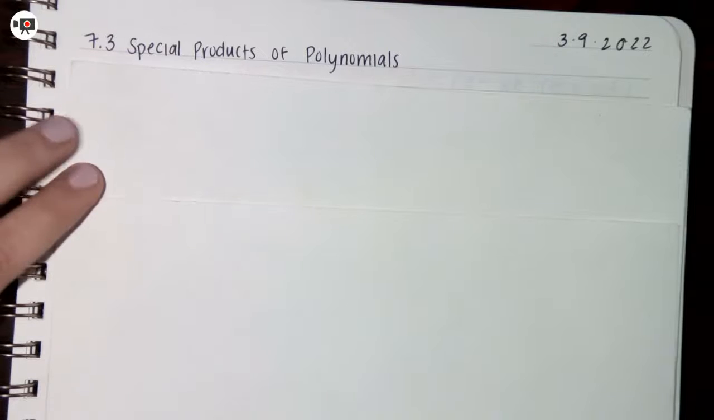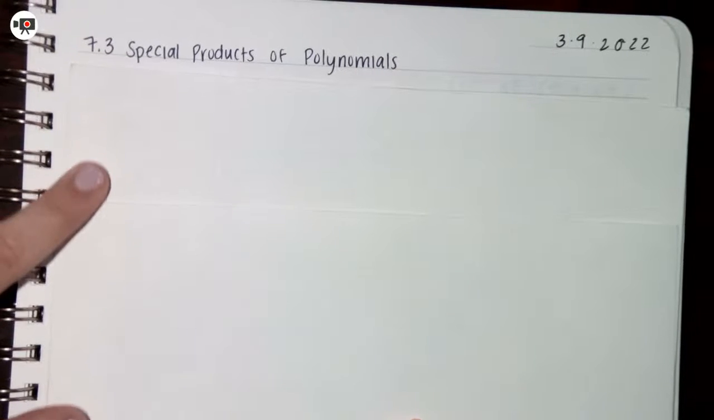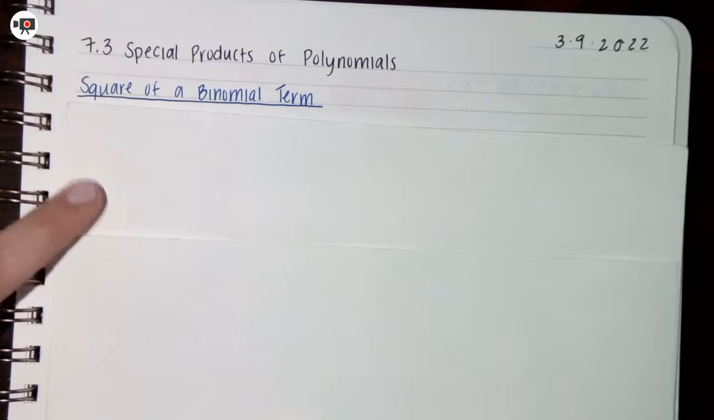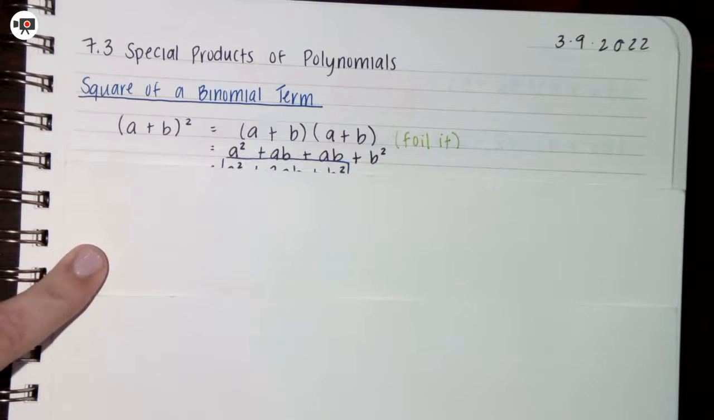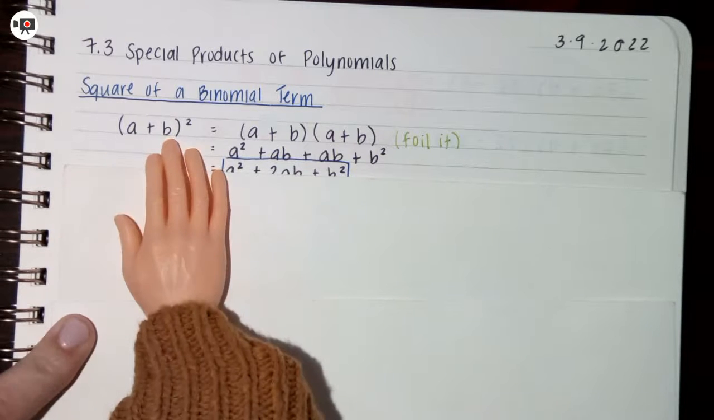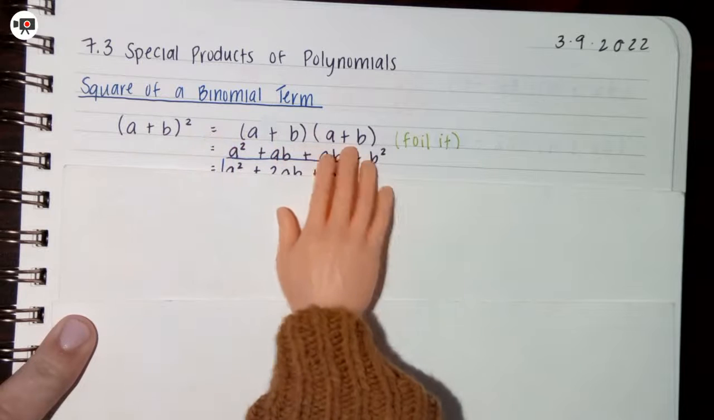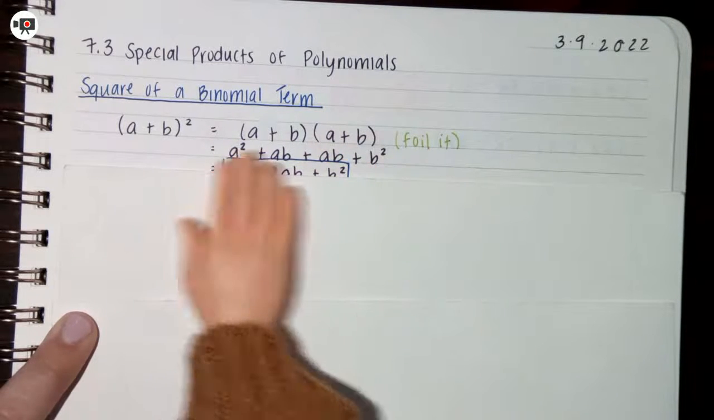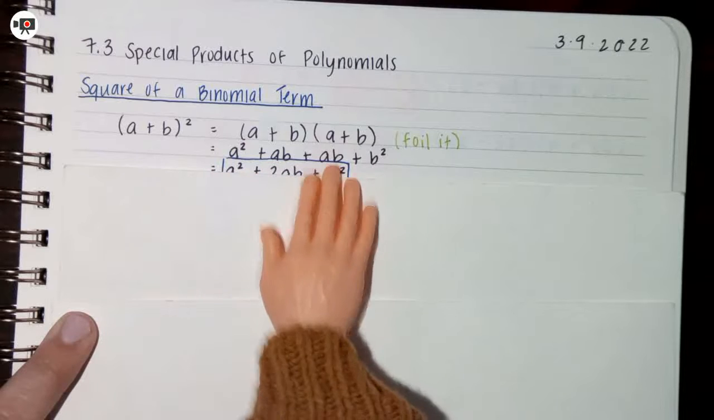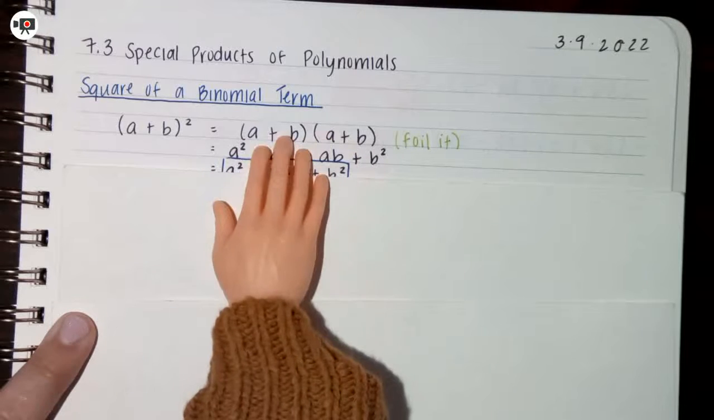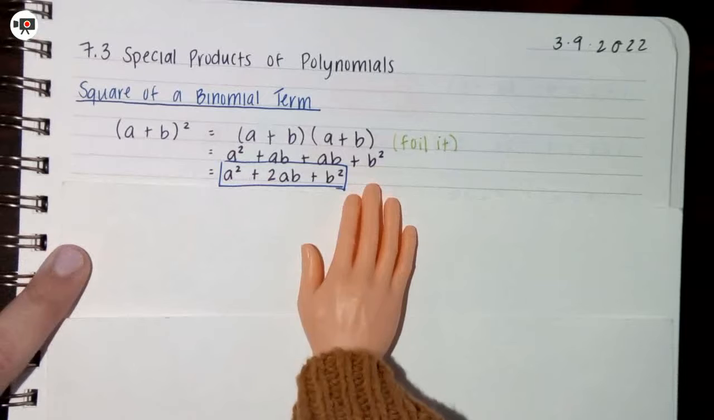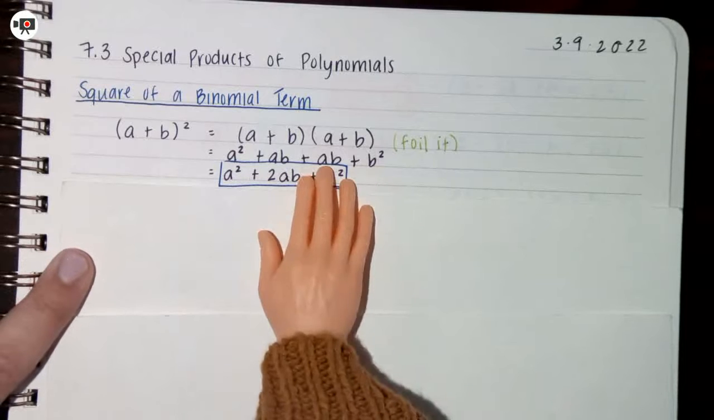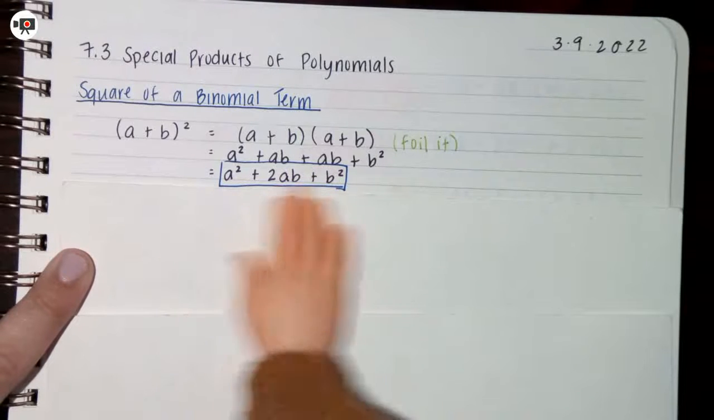This is 7.3, special products of polynomials. So if we have the square of a binomial term, that would be a plus b squared. So that would be a plus b times a plus b. Then if I FOIL that, I'd get a squared plus ab plus ab, because ba is the same as ab, plus b squared. And then combining these like terms in the middle, I get a squared plus 2ab plus b squared.